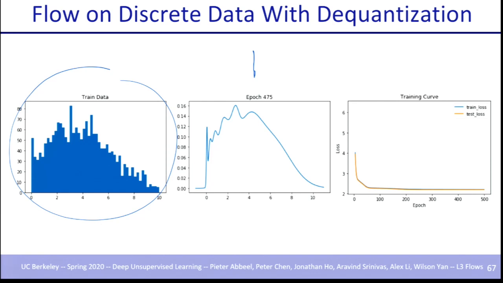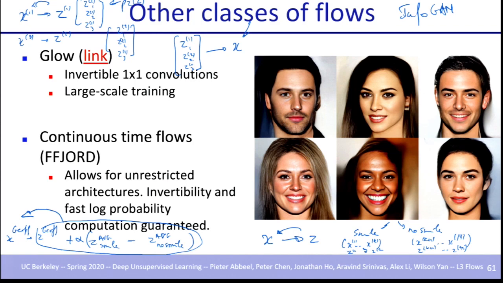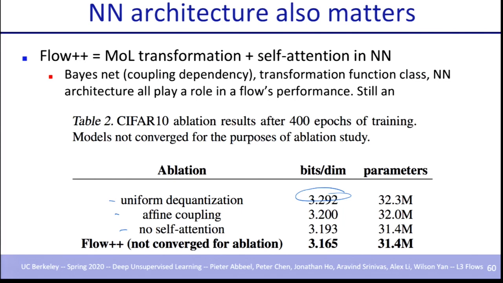And that's one of the key things that's different about Flow++ versus the others. When we looked at the comparison, you see here, uniform dequantization versus learned dequantization. This is an ablation study, so whatever is listed here is the thing that was left out. This means the only thing left out is learned dequantization. Instead, it was uniform. And if you do learn it, you get a better bits per dim score. Lower is better.